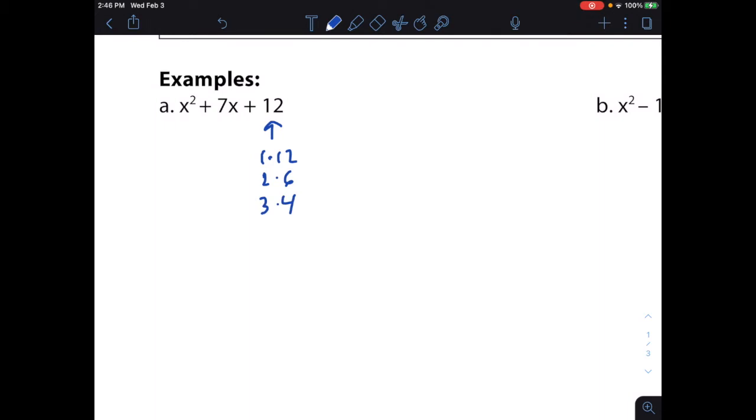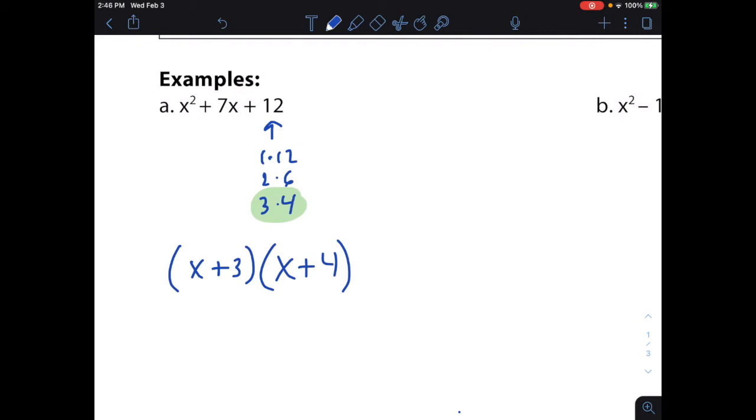And this one, again, is fairly obvious. We wanted to add to equal 7, so that's the 3 and the 4, right? And since we're starting with x squared, our binomials are just going to be x plus 3 and x plus 4.